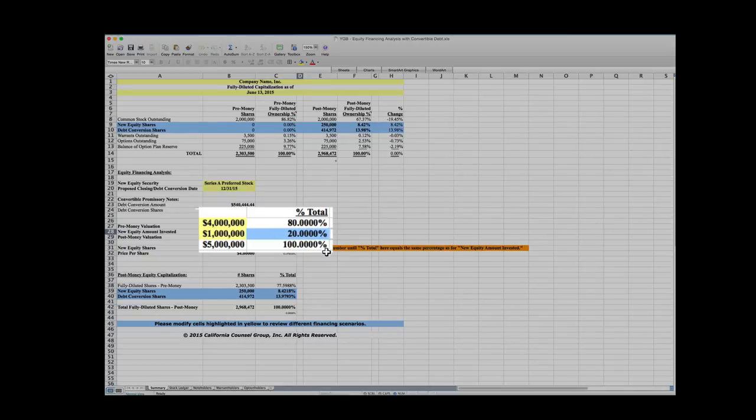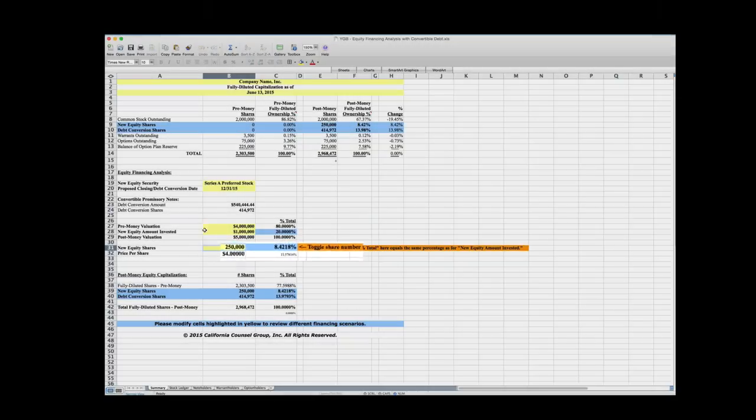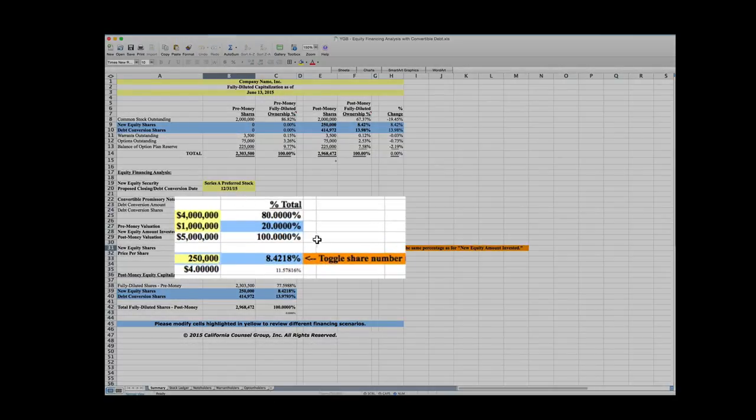So given that they own 20% of the company based on these dollar valuation calculations, they also need to receive a number of shares that also equals 20% of the company after the financing has been completed. So this is the key to the model, and this is the secret sauce to the model. And the way we set it up is that you need to toggle this share amount and raise it and lower it until this percentage here equals the same percentage here. So we need to change this share number here so that this calculation is exactly 20%.